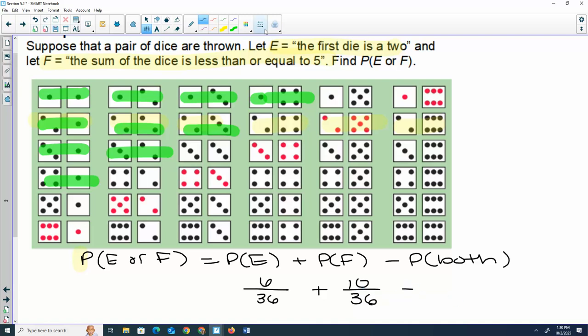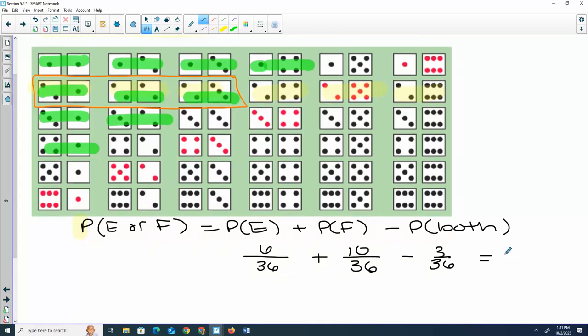Minus. How many of those dice did I count twice? 3. These 3 fit into both groups, so I have double counted them. So I would have to subtract them off. So 13 out of 36 or 0.3611.